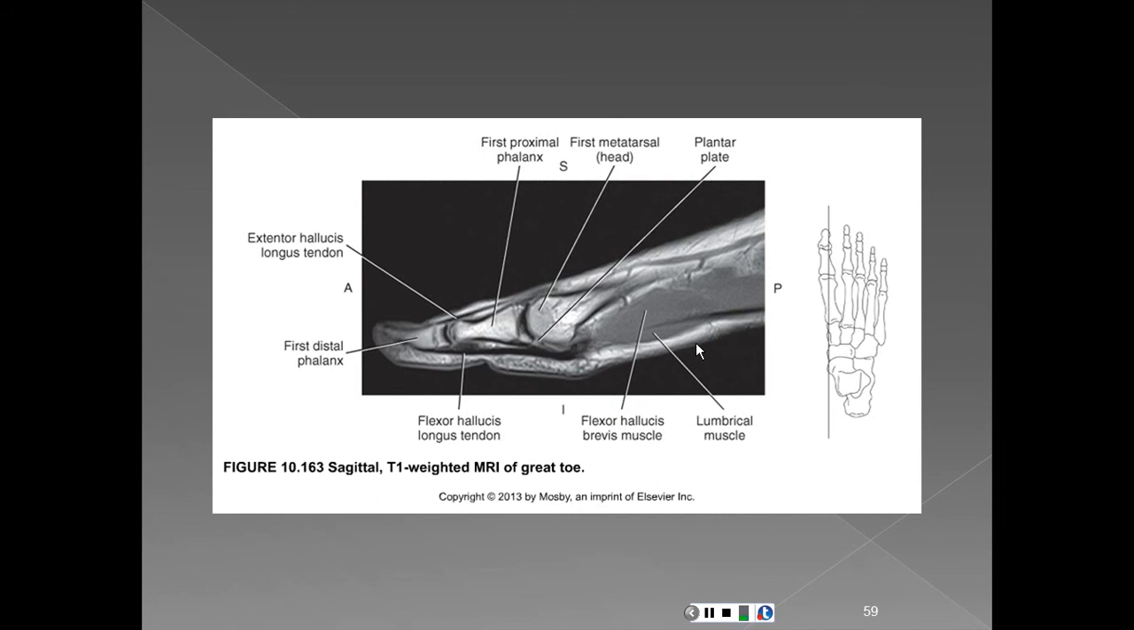And now we're looking at the digits of the feet. So you know the extensor group is going to come there. The flexor group is going to come down there. See, flexor hallucis brevis muscle, flexor hallucis longus tendon. The flexor hallucis longus tendon acts on here, pulls this down. You have the extensor hallucis longus tendon, acts on there to pull it up. First distal phalanx right there, first proximal phalanx.